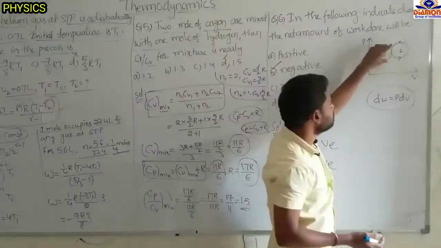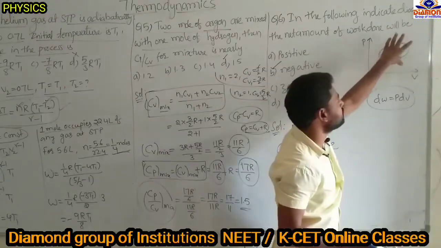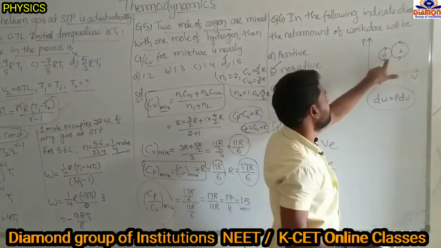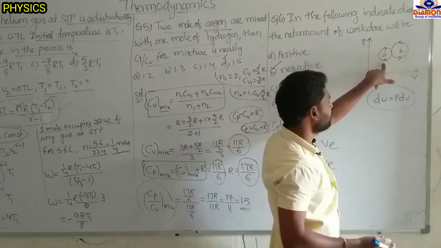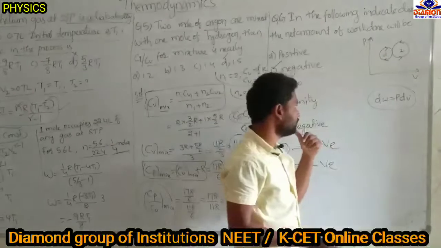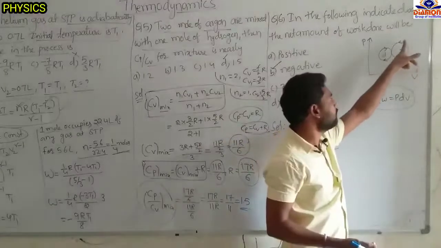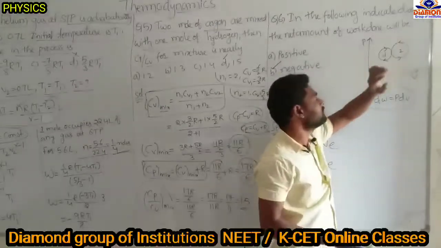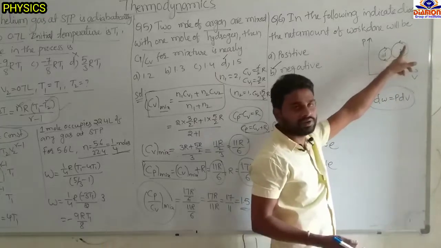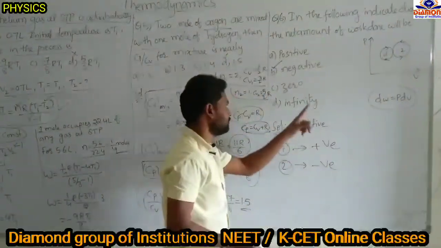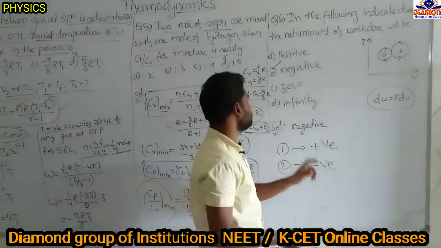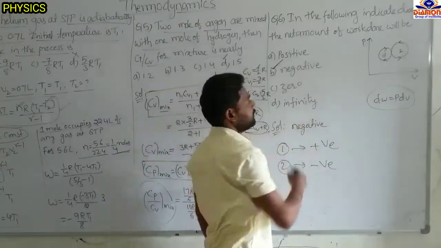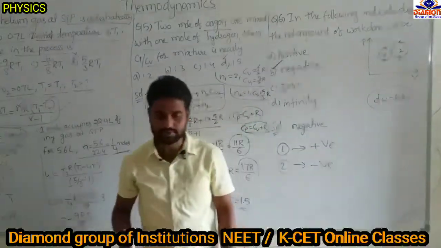So this cycle is small and this cycle is big. Here the direction is clockwise, so work done is positive. Here the direction is anti-clockwise, so negative. This area is more, so the resultant will also get the same sign as this one, so negative. That big cycle has the negative sign, so we will get net work as negative. Like this you have to do the problems.